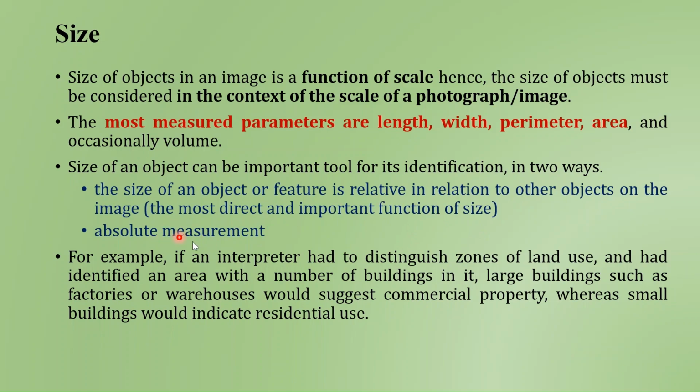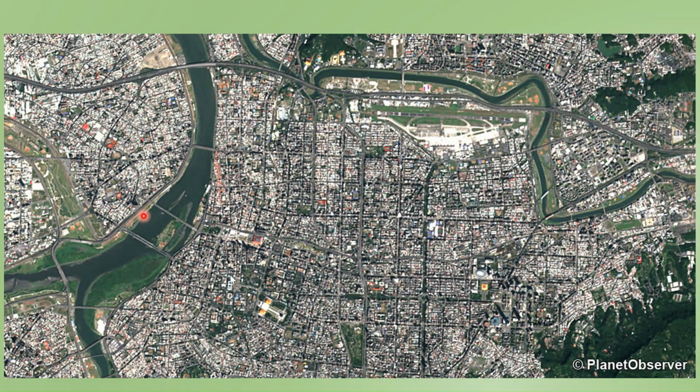And then the second is the absolute measurement. In GIS, we have the facility to calculate the length, width or the perimeter of a particular feature. Suppose you have to distinguish zones of land use and you have identified an area with a number of buildings in it. The large buildings such as factories or warehouses in the image would suggest commercial property, while the small buildings would indicate residential use. So we can see this in this particular image.